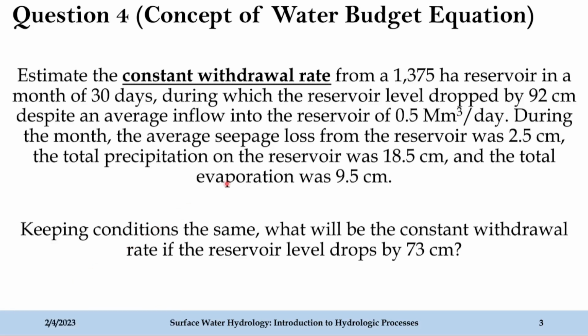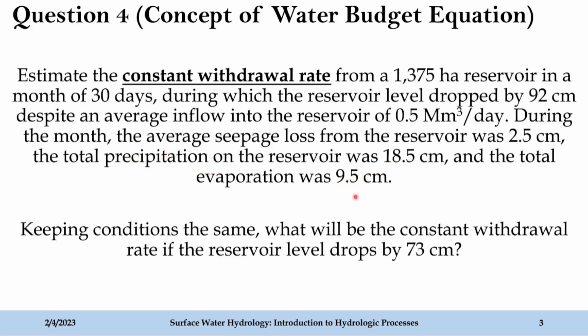Let's discuss this problem. Estimate the constant withdrawal rate from a 1375 hectare reservoir in a month of 30 days, during which the reservoir level dropped by 92 centimeter, despite an average inflow into the reservoir of 0.5 million meter cube per day. During the month, the average seepage loss from the reservoir was 2.5 centimeter. The total precipitation on the reservoir was 18.5 centimeter. And the total evaporation was 9.5 centimeters.